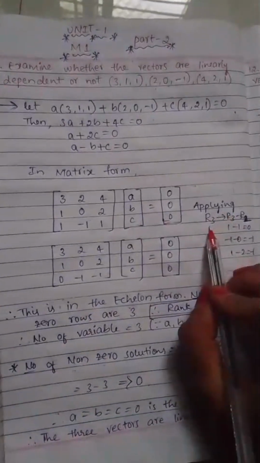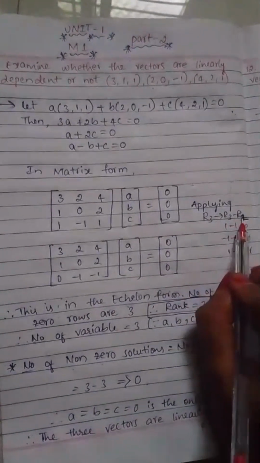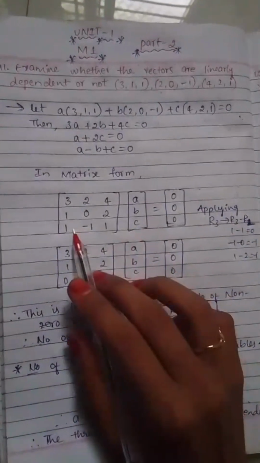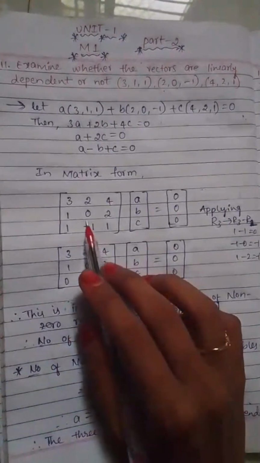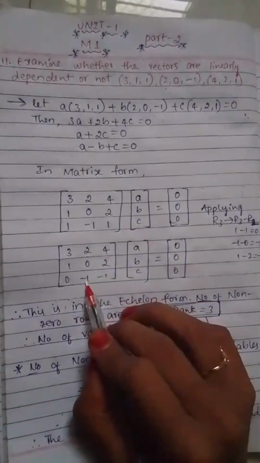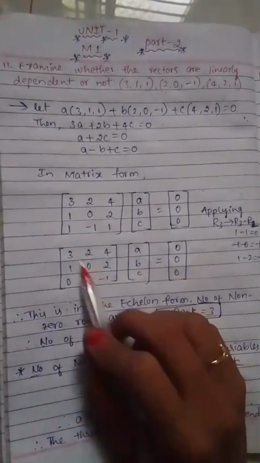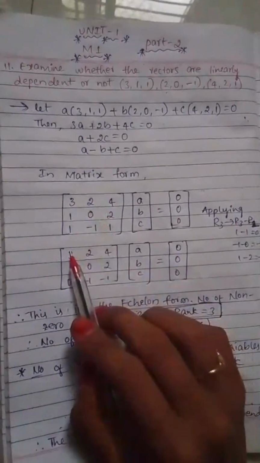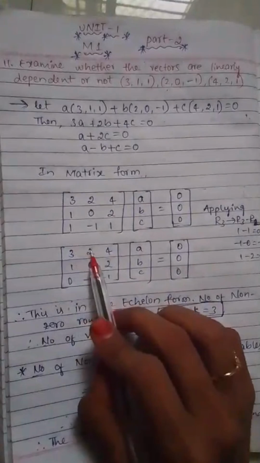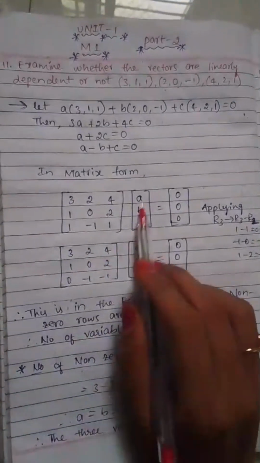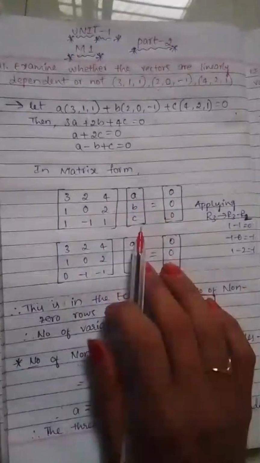Then applying R3 = R3 - R2. If I do R3 minus R2, this will be 0. Then minus 1 minus 0, this is minus 1. 1 minus 2, that will be minus 1. Take R1 and R2 as it is: 3, 2, 4 and 1, 0, 2. And ABC equal to 0 as it is.